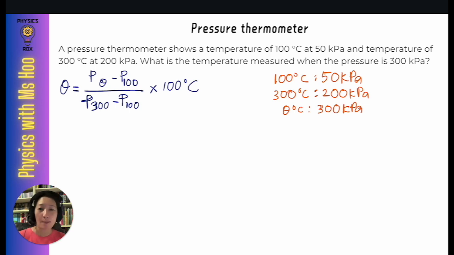Now, the tricky part is this temperature. It is not a straightforward conversion of 100 change to 300. No, the 100 degrees Celsius here is not the absolute value of the upper fixed point. That means we don't take 100 because it's the upper fixed point. The value of 100 here is actually the difference between the upper and lower fixed point. So the difference between 100 and 0 degrees Celsius is 100. That's why it's 100 in this case.